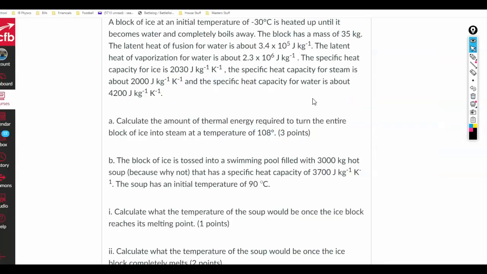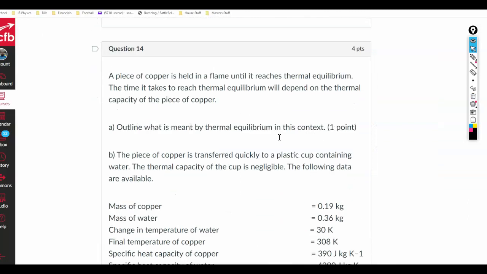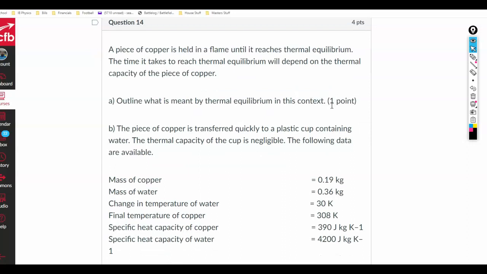Okay, last problem, question 14. A piece of copper is held in a flame until it reaches thermal equilibrium. The time it takes to reach thermal equilibrium will depend on the thermal capacity of the piece of copper. Outline what is meant by thermal equilibrium in this context. This question is not asking what thermal equilibrium is. It's asking what thermal equilibrium means in this context.